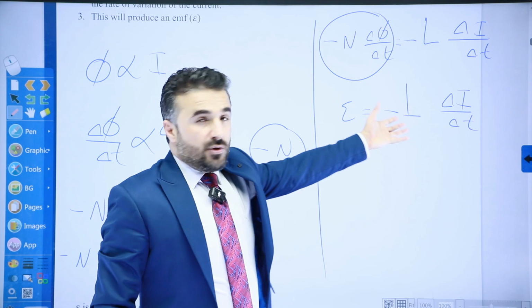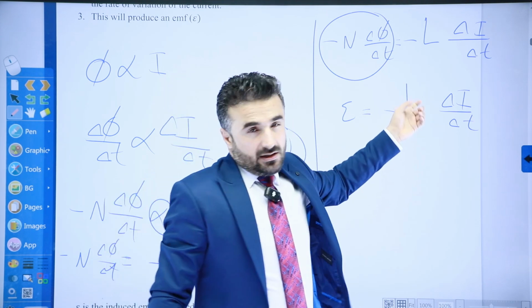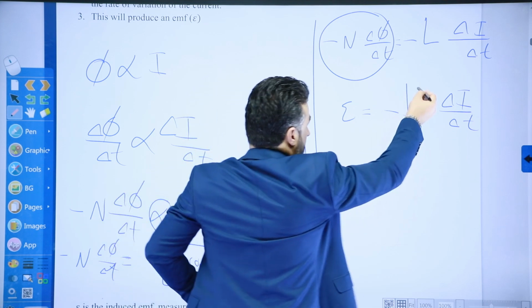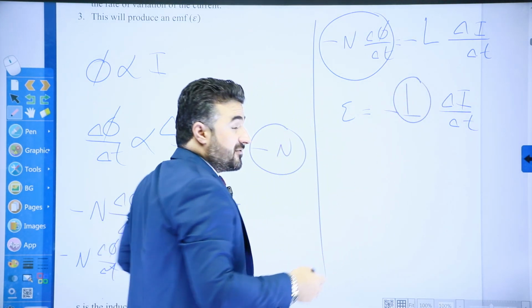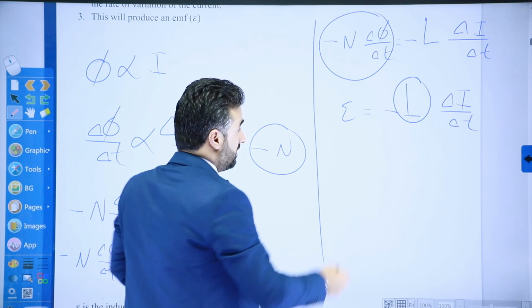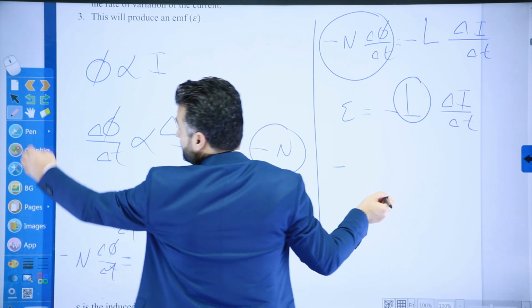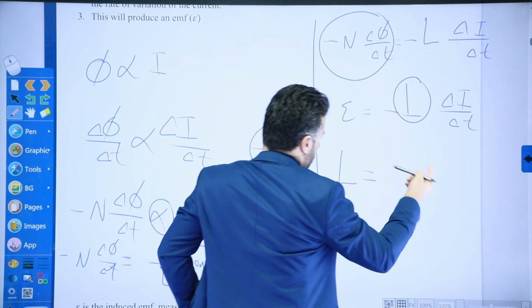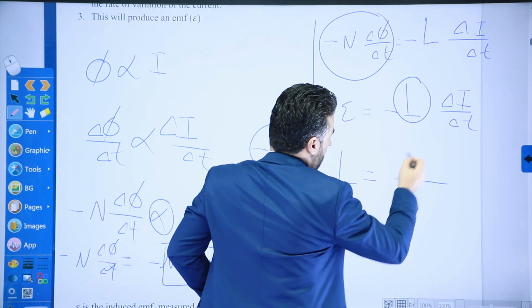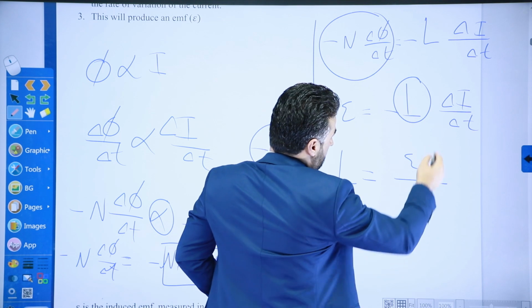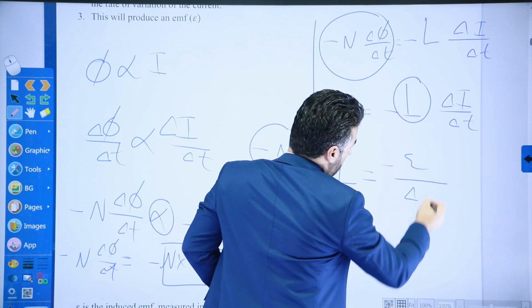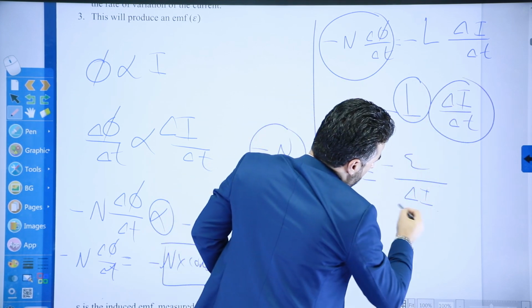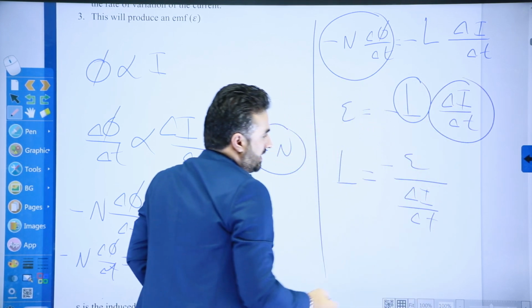So we can say the electromotive force that is induced equals negative L delta I over delta t. Okay, now once again, this L is the coefficient of self-inductance. If I want to make the coefficient of self-inductance the subject, I can say L, coefficient of self-inductance, equals the electromotive force, negative, divided by delta I over delta t. We just bring the whole thing under this.